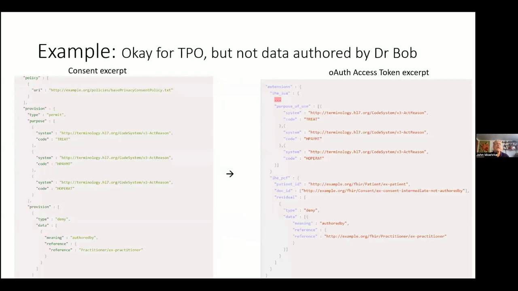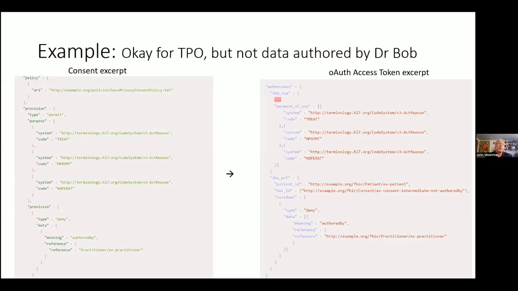But you can see on the left-hand side. So this is, for example, I am okay to allow normal treatment, payment, and operations, but not any data that's been authored by Dr. Bob. So what you have is that we're saying, hey, this is based upon some fundamental base policy. It starts with a permit of treatment, payment, and operations, and then it has a sub provision in here that says deny data which is authored by Dr. Bob in this case. So it's actually not that hard to understand, and that's kind of why I put it on the slide, because these do get a little bit more complex.